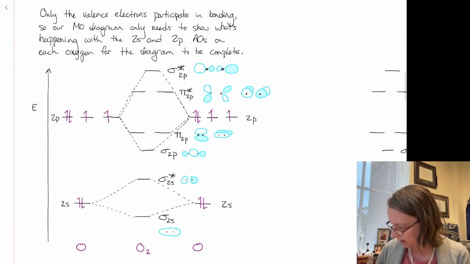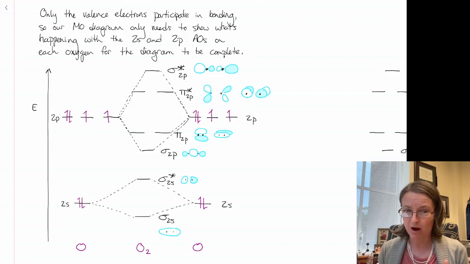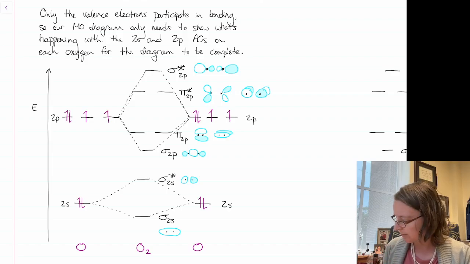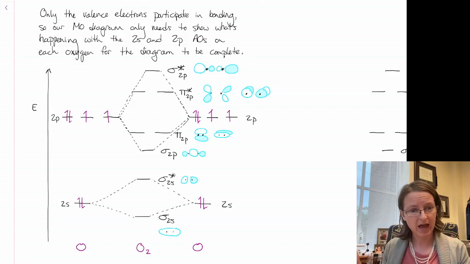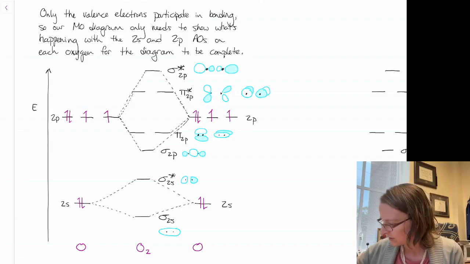And the good news for y'all is that you are not on the hook for having to generate what these orbitals look like. I just want us to be able to understand how to fill them with electrons and how to recognize a few properties that are going to be true in any MO diagram. So the first property to be aware of is that the number of electrons that we had in the original 2 atoms is always going to be exactly equal to the number of electrons that we have once the molecule is formed. That shouldn't be too surprising.